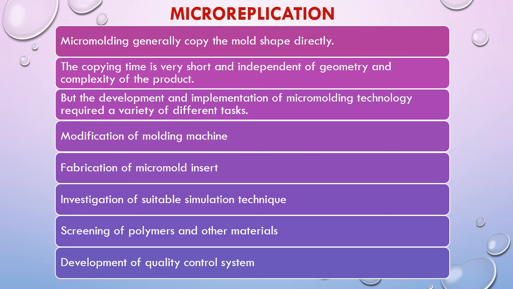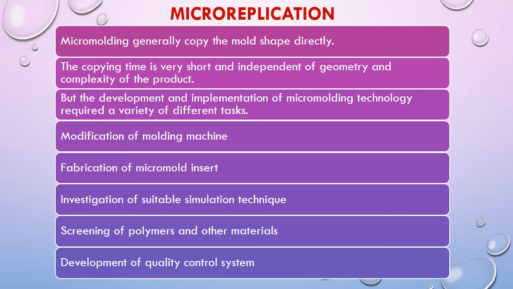So micro molding generally copies the mold shape directly, meaning that you create the mold and then you get the final shape. The copying time is very short and independent of the geometry and complexity of the product. So it's supposed to be very fast. But the development and implementation of this process will require a variety of different tasks.